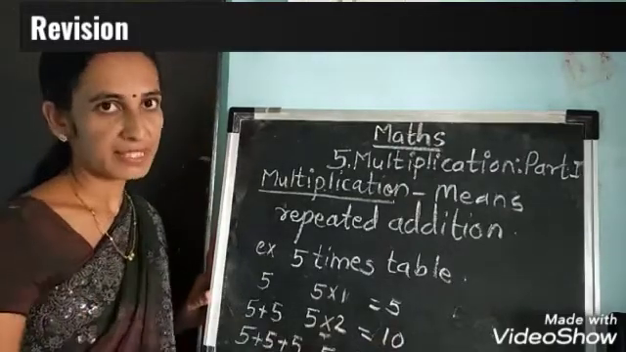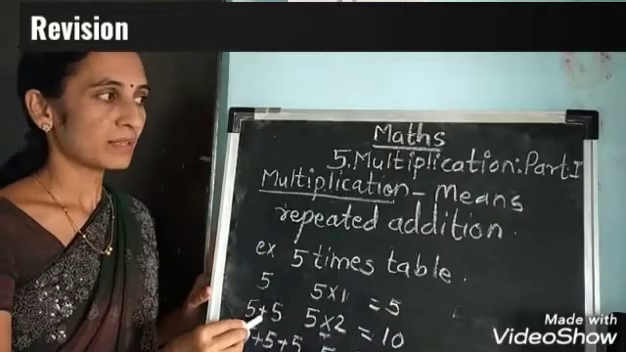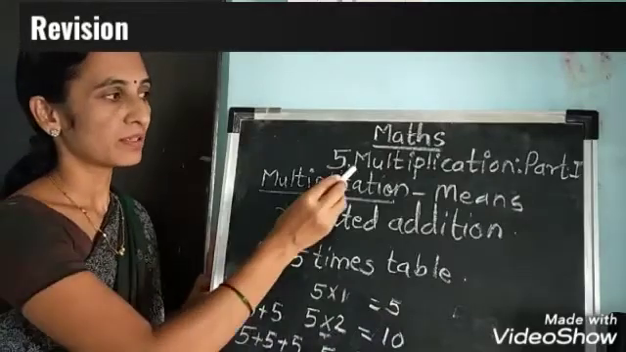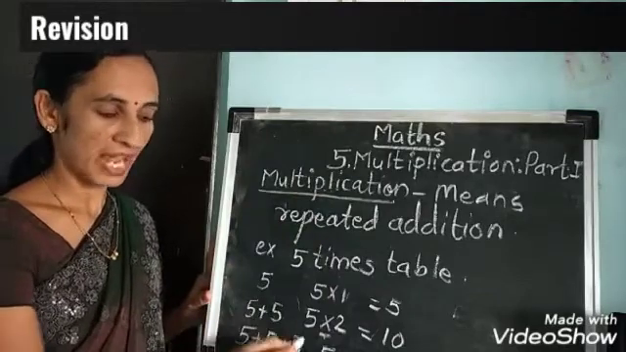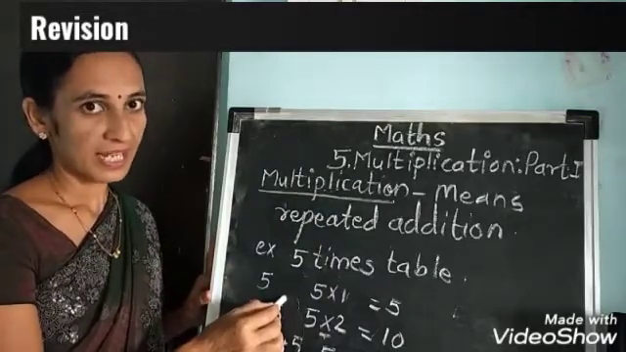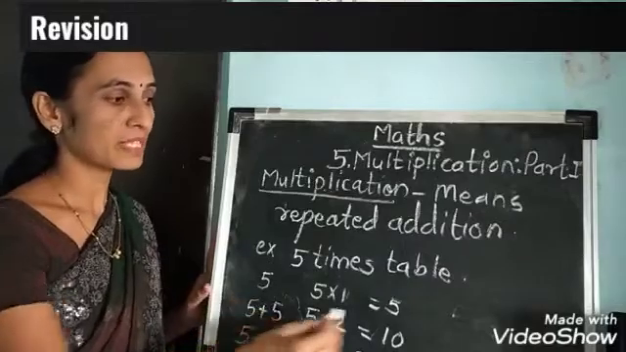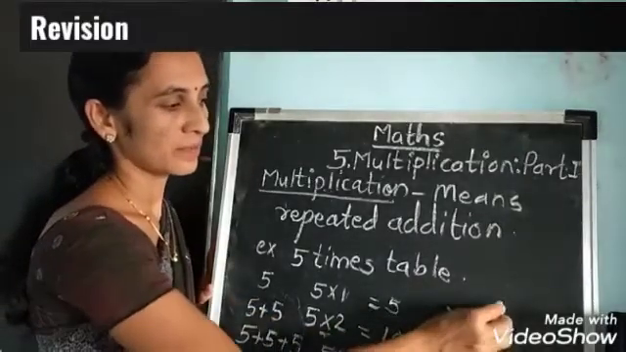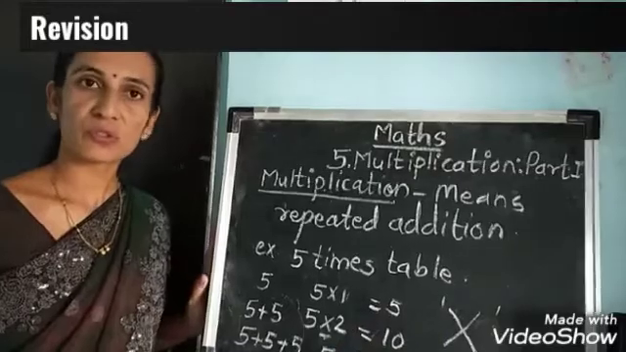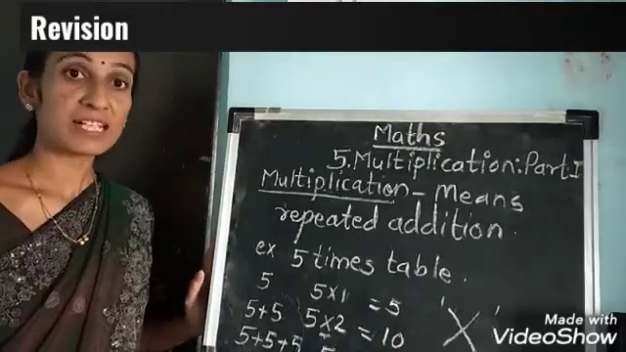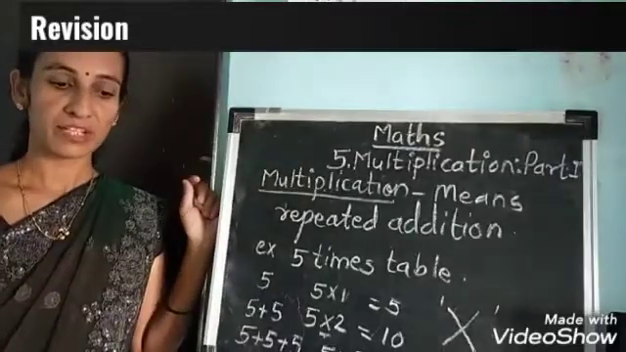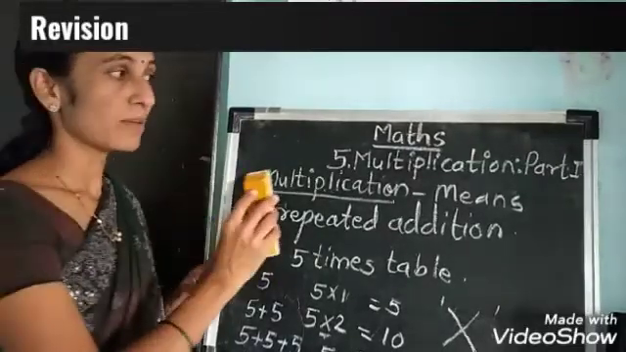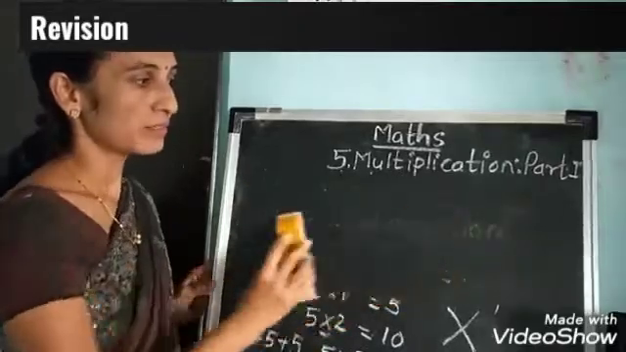In this way, tables are constructed. So tables are the best example of multiplication, and multiplication means repeated addition. Did you understand? And which symbol do we use to show multiplication? Cross. This symbol is used to show multiplication. We will revise our knowledge. Open your maths textbook, page number 29.